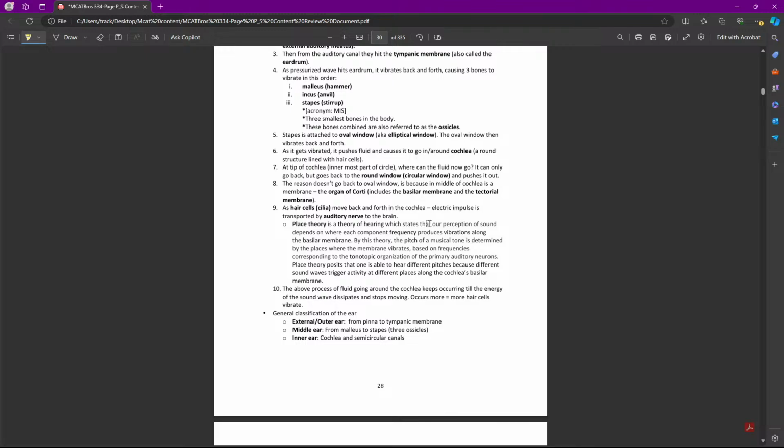The process of fluid going around the cochlea keeps occurring until the energy of the sound wave dissipates and moves out. That makes sense. So it basically means if the fluid is vibrating more, more hair cells will vibrate, sending that stimuli to the brain.